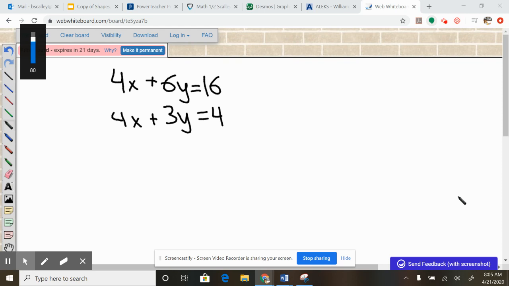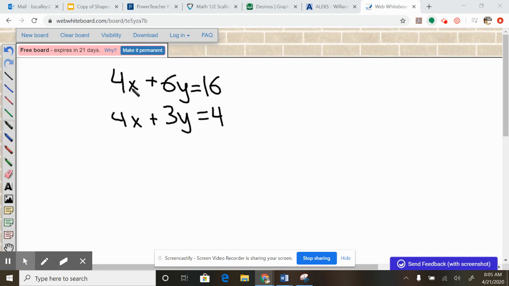Alright guys, so I'm going to solve a system of equations using a different method today. This method is called elimination. So essentially what you're trying to do is you're looking at the two equations. You notice that they both have an x, they both have a y, and we're going to try to eliminate one of those two variables. So the idea here is you're looking for matching coefficients.